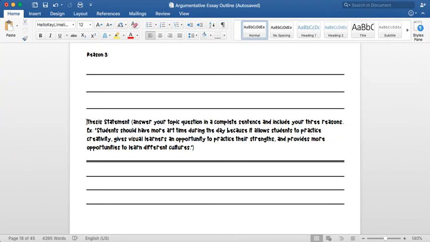And then you're going to include your 3 reasons. People should support climate change because blah, blah, blah. People should not support climate change because blah, blah, blah, right? You make your decision. Should you support this or should you not support this? And what are your 3 reasons why? That needs to be in a complete sentence right here for your thesis statement, and you're well on your way for your essay.